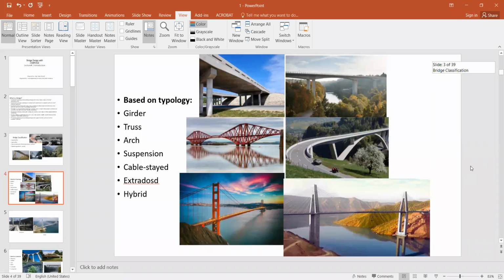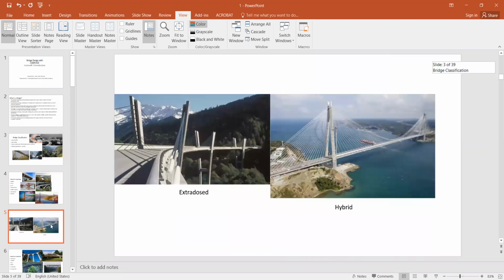There are also different types of bridges based on typology. So we have girder type bridges. You see this is a girder type of bridge. This is also a girder type bridge. We have truss bridges. This is a truss type bridge. Arch bridges. This is a typical arch bridge. Suspension bridges. This is a suspension bridge. Cable stayed. This is a cable stayed bridge. Extradosed and hybrid. You may have heard the name Extradosed previously or not. Extradosed are these type of bridges. These are basically frame type bridges, but they are somewhat externally post-tensioned bridges.